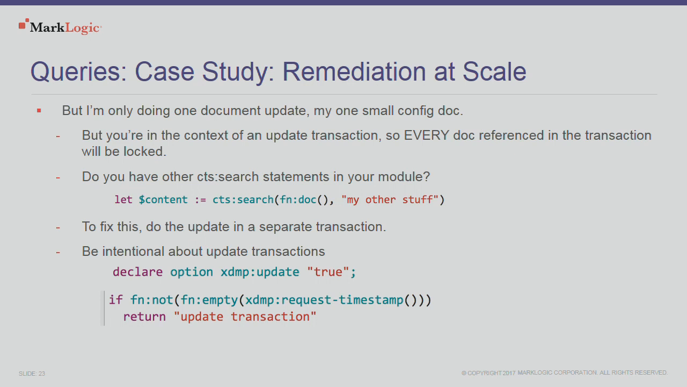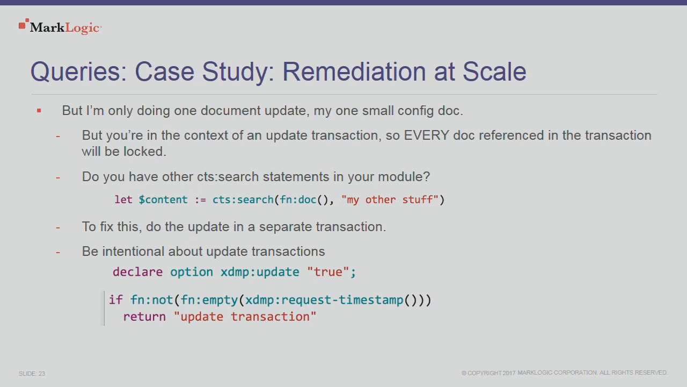So whenever you're in the context of an update transaction, every doc that you reference in that code module, be it server-side JavaScript or XQuery, will be locked for update, because the server doesn't know which document you're going to update out of all of this. So the query optimizer is trying to figure it out. We're just going to lock everything. So in your module or in your code, you might have a statement that is just doing searches and pulling data out. You don't actually intend to update those results, but you're using it as part of your logic, and you're inadvertently locking all this data.